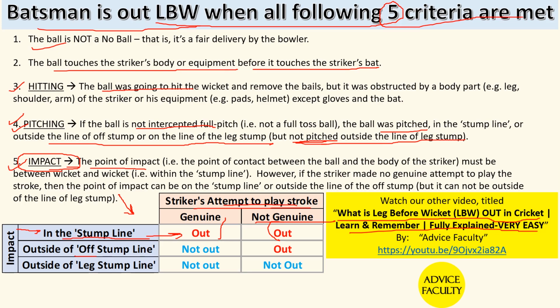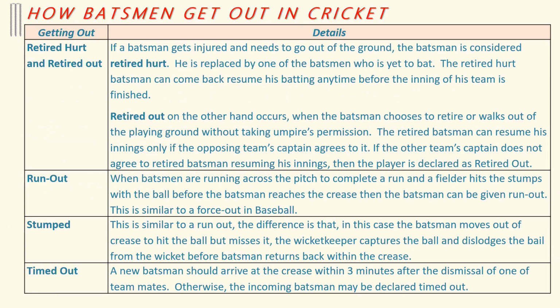Now if the impact is outside off stump, the striker cannot be given out if his attempt to play the stroke is genuine. And similarly, if the attempt to play the stroke is not genuine, he may be given out if the impact is in the second row here, which is outside the off stump line. Now if the impact is outside the leg stump line, then whether the batsman's attempt to play the stroke is genuine or not, the batsman will be not out. So it seems very complicated, but in reality LBW is a very easy rule for getting a batsman out, and this is a frequent way in which batsmen do get out in a cricket match. Now let's look at some other rules of getting a batsman out in cricket.